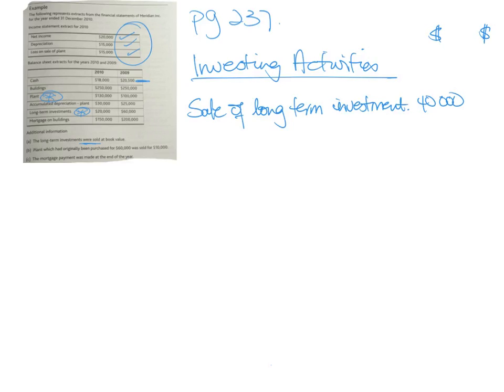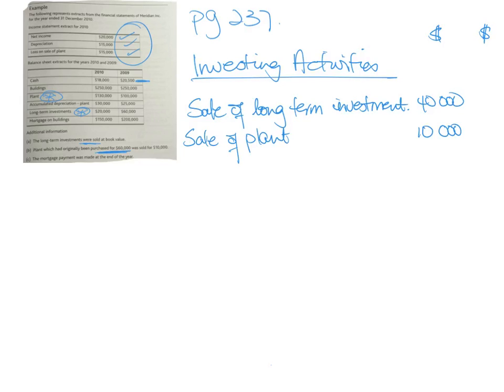Okay. Plant which had originally been purchased for $60,000 was sold for $10,000. Any cash flow, we're not concerned about how much it was originally purchased for. What we're concerned with is the actual amount of money that we got for it. So another item we'll have is sale of plant, and we put the actual cash we receive, and it will remain positive as it is money coming in.